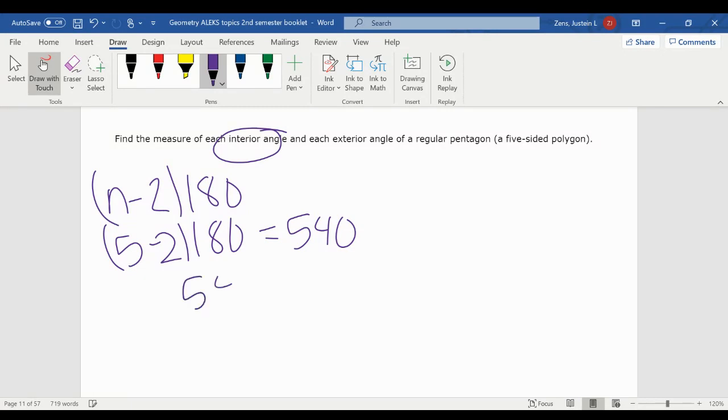So now we want to know, well, what would just one of those angles be? We're going to divide it by the number of sides. So divide by 5 here, that gives me 108.